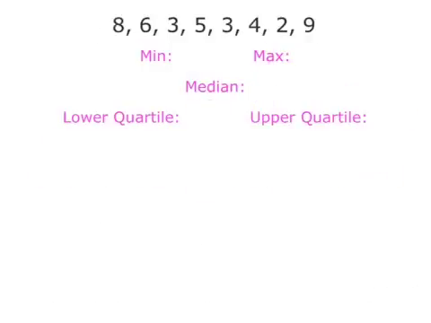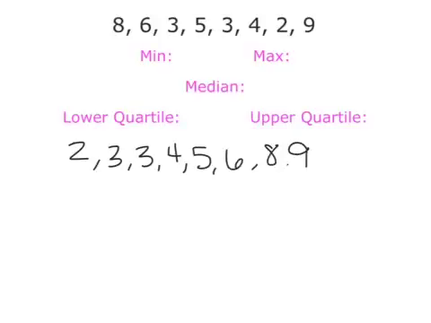Okay, we're going to do one more example problem using the exact same steps as last time. So we're going to have to put them in order from least to greatest. So 2, 3, 3, 4, 5, 6, 8, and 9. Now, once it's in this order, it's extremely easy to just put our minimum and our maximum. So my smallest number is going to be 2, and my biggest number is going to be 9.